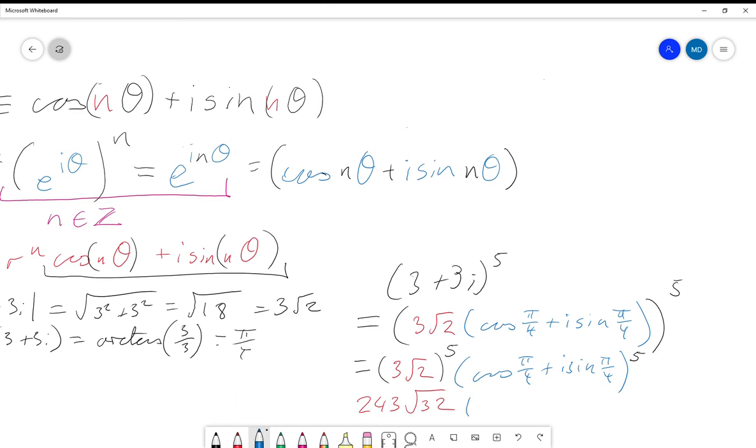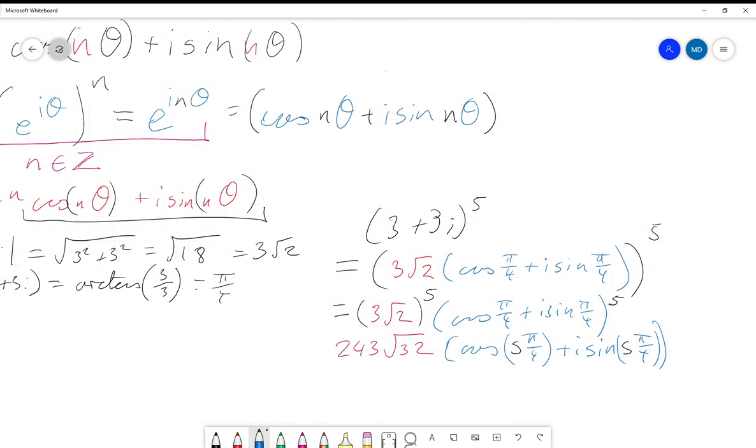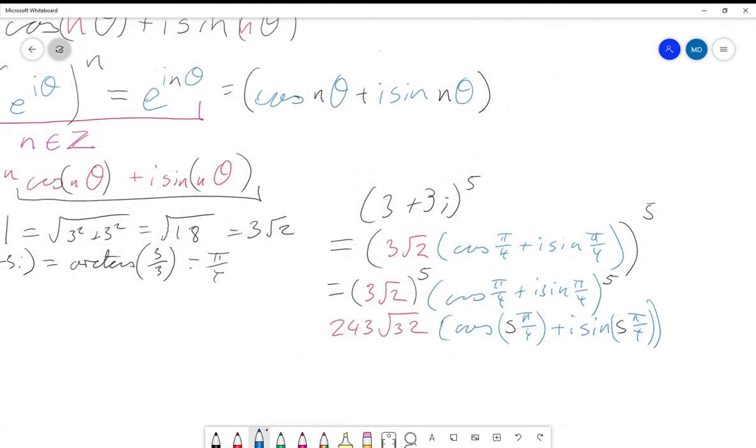And by de Moivre's theorem, this bit works out as cosine of 5 pi over 4 plus i sine of 5 pi over 4. And this is de Moivre's theorem. Notice how that 5 came from the power and went into the cosine and sine as a multiple. That is de Moivre's theorem in a nutshell. And now we can work out these.